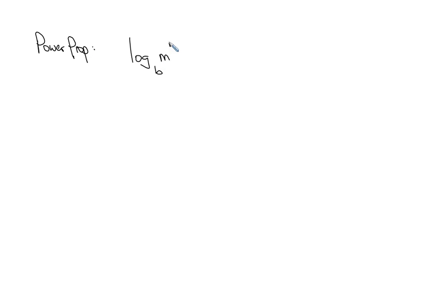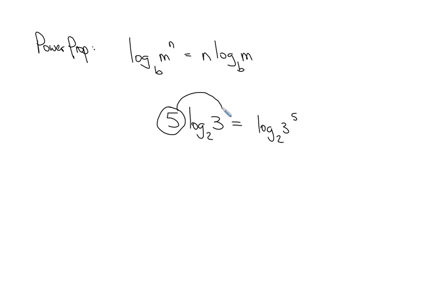Log base b of m to the nth power equals n times log base b of m. We've already seen this one. We used it on the product property example. If I have 5 times log base 2 of 3, this matches the right side, so I can rewrite this as what? I can reattach this coefficient as an exponent. Just like I can peel it down, I can also put it back.